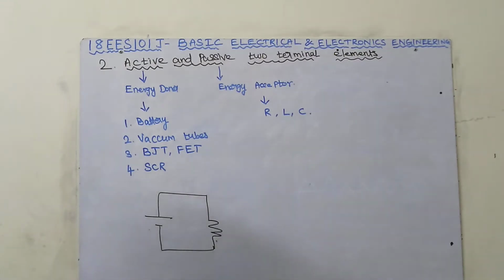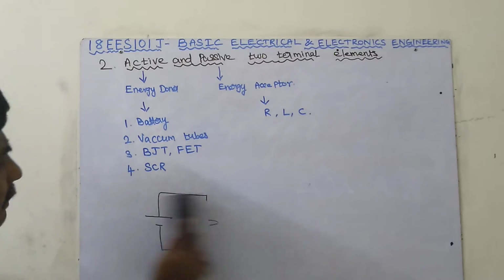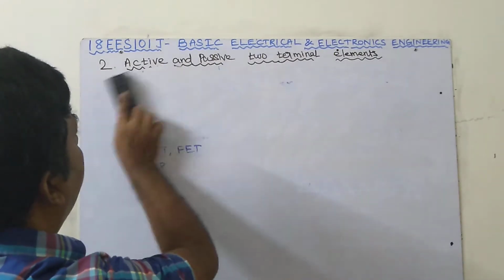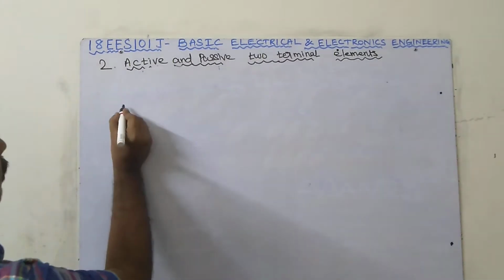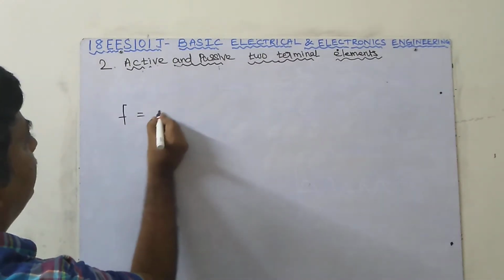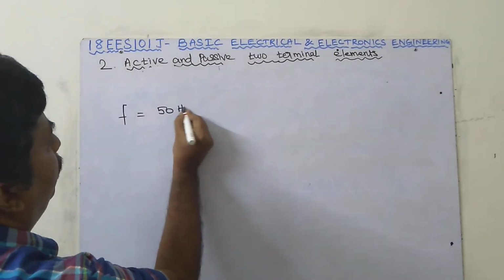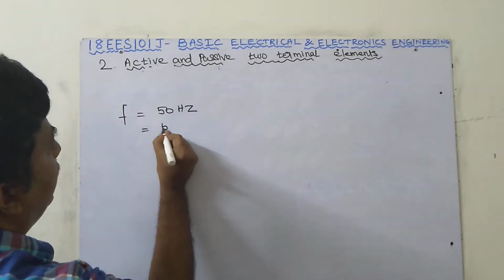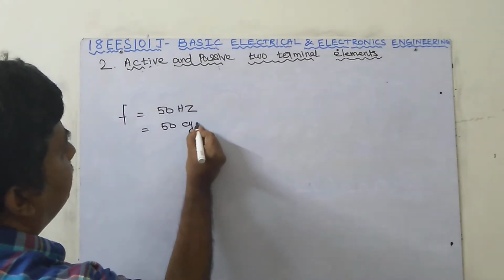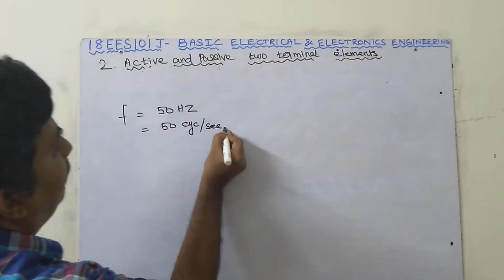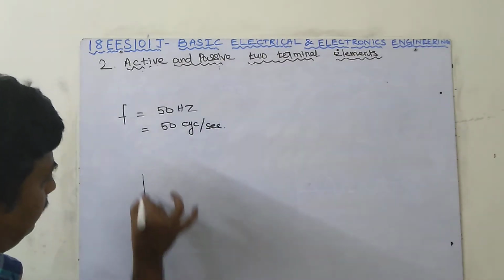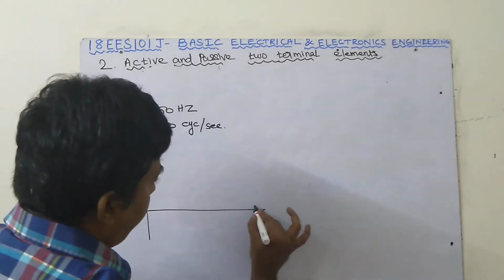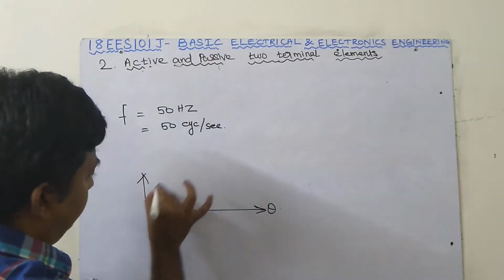The next thing I want to explain is frequency. This is a very simple topic. What is meant by frequency? Normally, in our Indian system, the frequency is 50 hertz. What is the meaning of 50 hertz? The other unit is 50 cycles per second. AC always follows a sinusoidal waveform. This is theta, and this is the AC waveform.